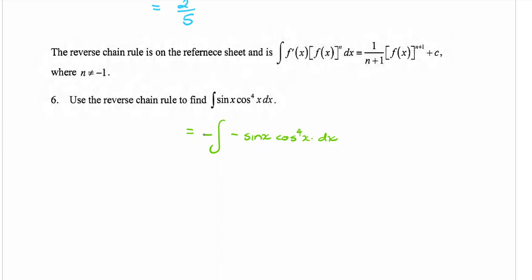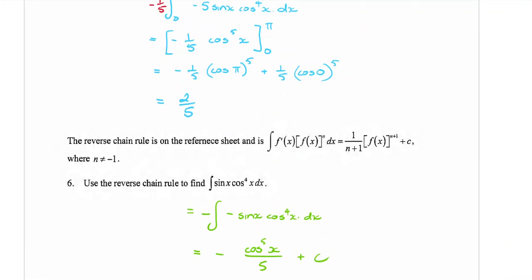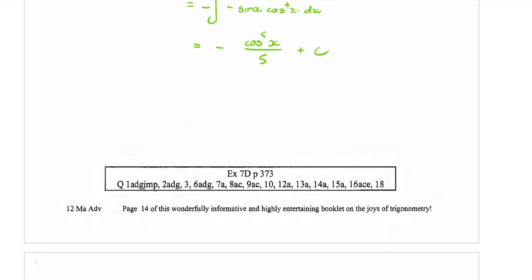Okay, so it becomes, the minus is sitting out the front, and my chain rule becomes cos to the power of 5x over 5 plus c, which, if I go back here, is what I had when I did it with my other method. Here's my minus 1/5 cos to the power of 5x. I don't have to sub in the values this time like I did in the last one. Okay, so that's it. That is the end of 7D.